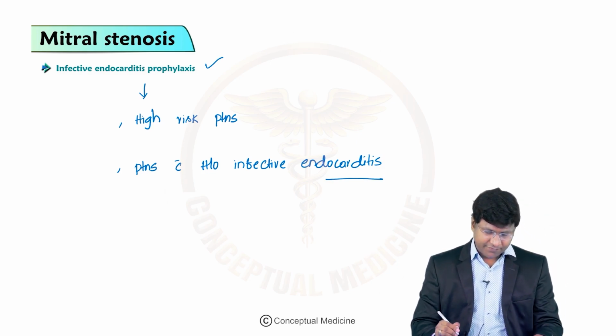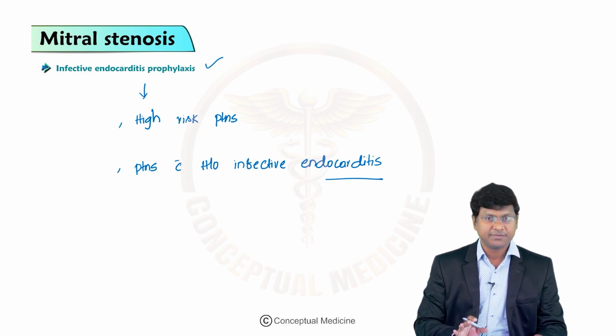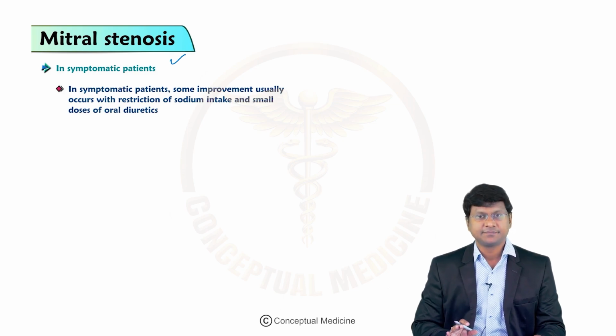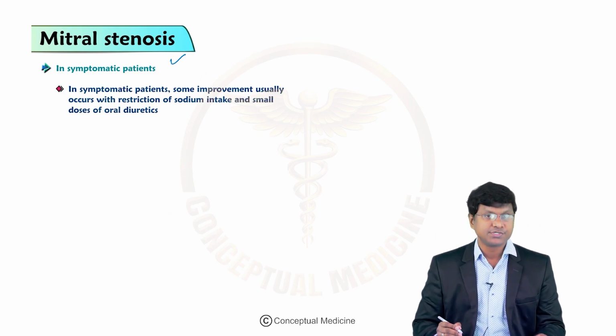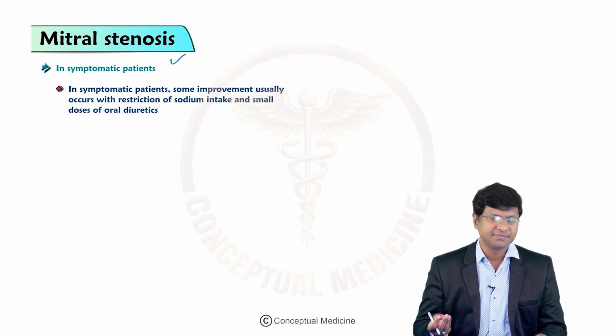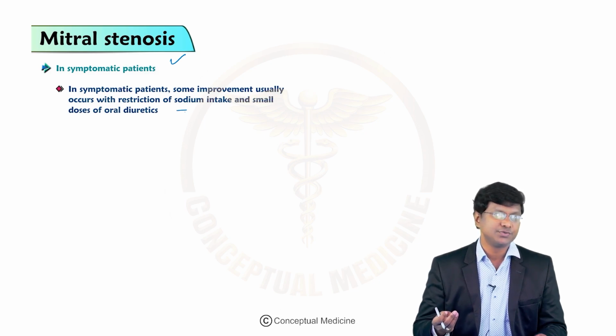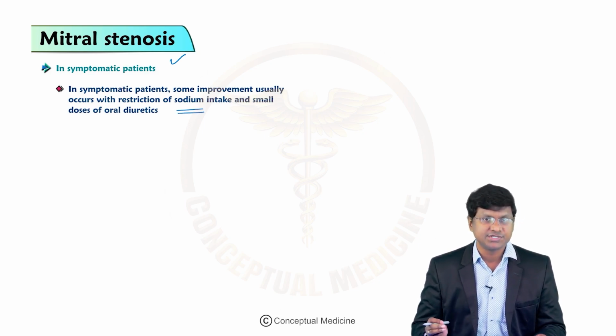Right, with history of infective endocarditis. So these are the group of individuals with mitral stenosis where the infective endocarditis prophylaxis has to be given. Next, in patients with mitral stenosis who are symptomatic, what do you mean by the symptoms? These individuals will have dyspnea. And why is that? That is due to pulmonary edema or the interstitial edema.